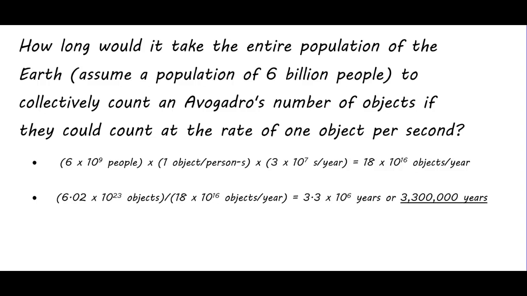A couple more examples. If everybody on planet Earth, right here, right now, 6 billion people, tried to count collectively Avogadro's number of objects, it would still take us over 3 million years to accomplish this.